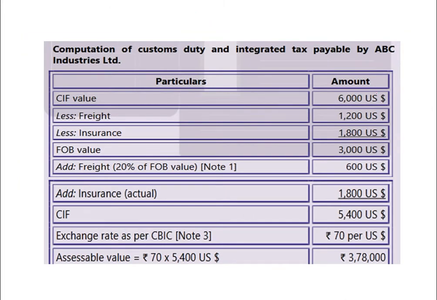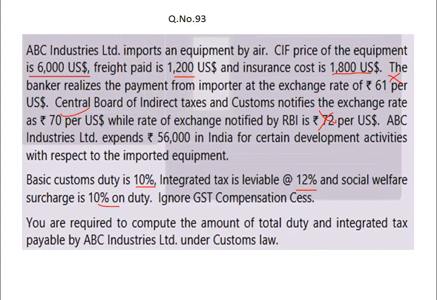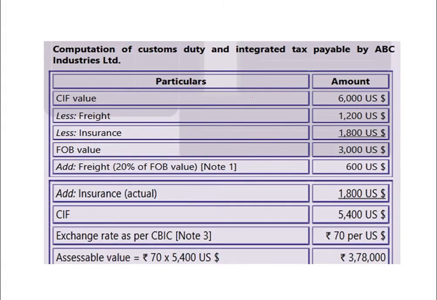As CIF is given as $6,000, and freight and insurance are also given, you subtract them in reverse. Freight actual less, insurance actual you have to subtract, and you will get the FOB. FOB is 3,000, so 20% means 600, not 1,200. But the actual given is 1,200. Whichever is the least of these two, 600. Clear? 600 is the least.